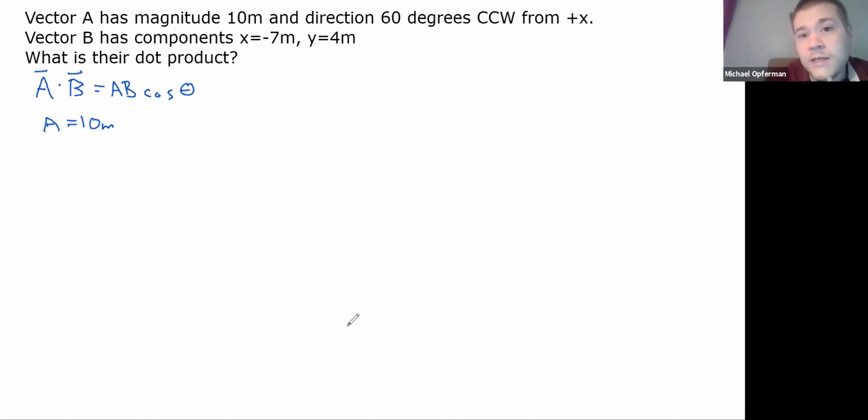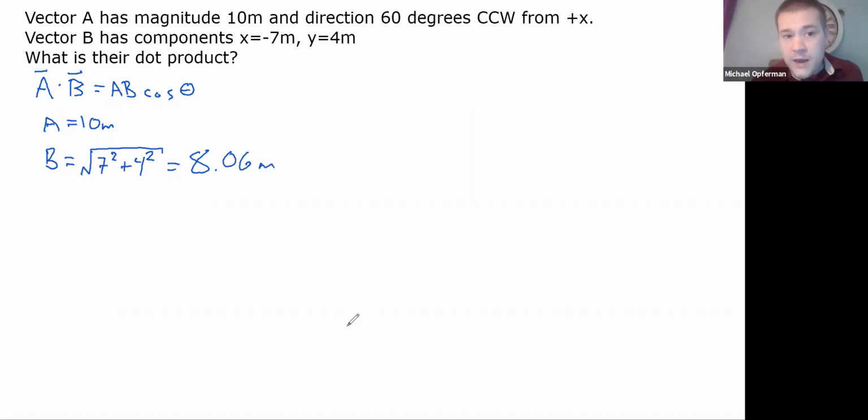Now, notice theta is not necessarily 60 degrees. We're going to need to draw this in order to see where the theta is. And magnitude of B, that one is simply a matter of using Pythagorean theorem, because the components are given and you get the magnitude from Pythagorean theorem. I'm just omitting the units there, but these all have units of meters. So we do 7 squared plus 4 squared, square rooted, and we get 8.06 meters.